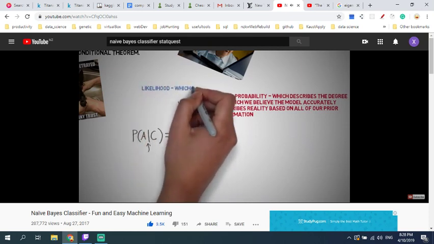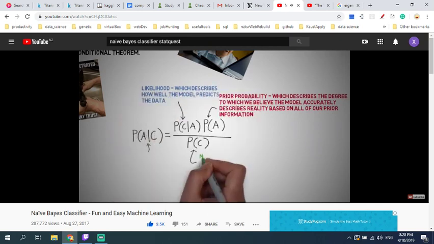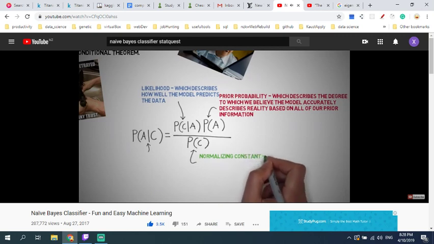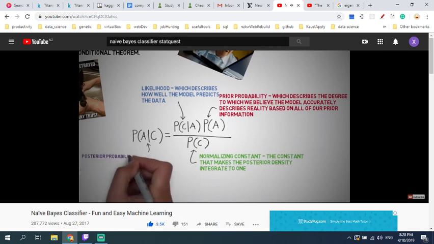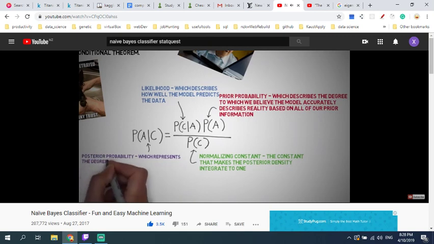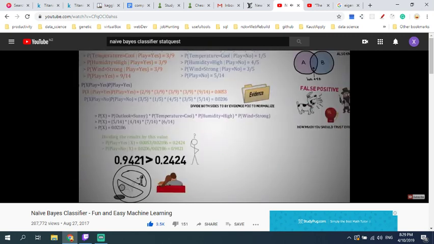Here we have the likelihood, which describes how well the model predicts the data. This term over here is the normalizing constant, the constant that makes the posterior density integrate to 1, like we see over here. And finally, the output that we want is the posterior probability, which represents the degree to which we believe a given model accurately describes the situation, given the available data of all our prior information. So how probable is our hypothesis given the observed evidence?